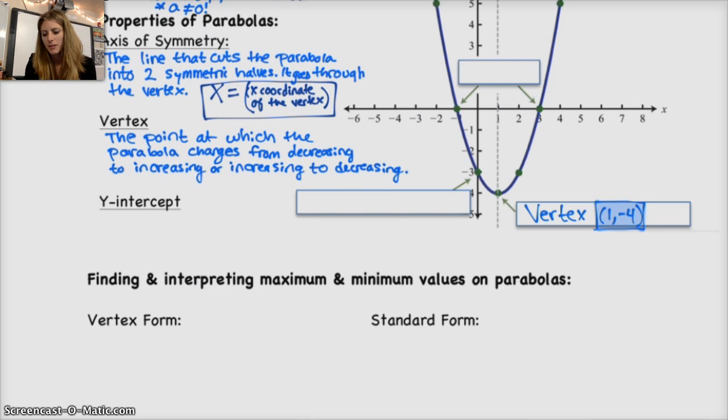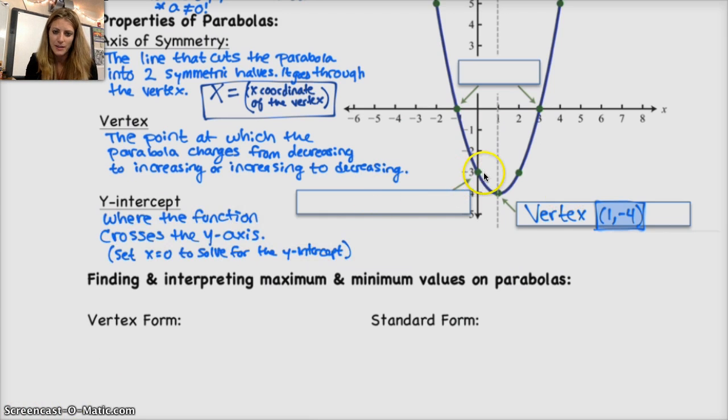The y-intercept is where the function intersects the y-axis, and if it intersects the y-axis, x is always going to be 0. So an easy way to find this is to always set x equal to 0 and figure out what y is. That gives you your y-intercept. In general, it's where it crosses the y-axis. In this case, the y-intercept is negative 3 right here.